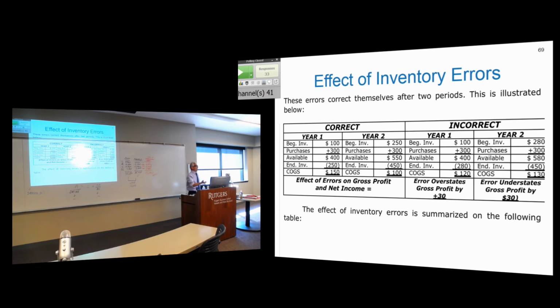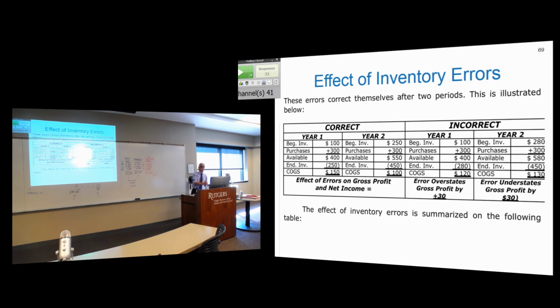But inventory errors reverse themselves out after 2 cycles. Because next year, the beginning inventory is overstated by 30, goods available are overstated by 30, so instead of being 550, they're 580, and even if the ending inventory is correct, the cost of goods sold is overstated. So the higher the beginning inventory, the higher the cost of goods sold. Instead of having 100, you've got 130, and profit is reduced. So inventory errors reverse themselves out after 2 accounting periods.